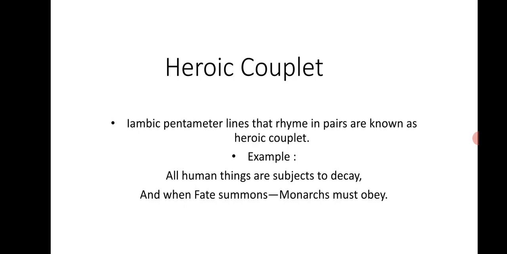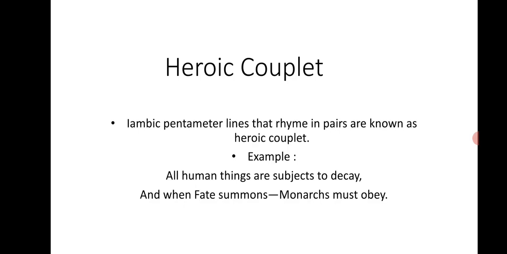Now, coming to an example of heroic couplet, we will present the example by John Dryden. "All human things are subject to decay, and when fate summons, monarchs must obey." And if we scrutinize these two lines, what we find is that each line has 5 feet.